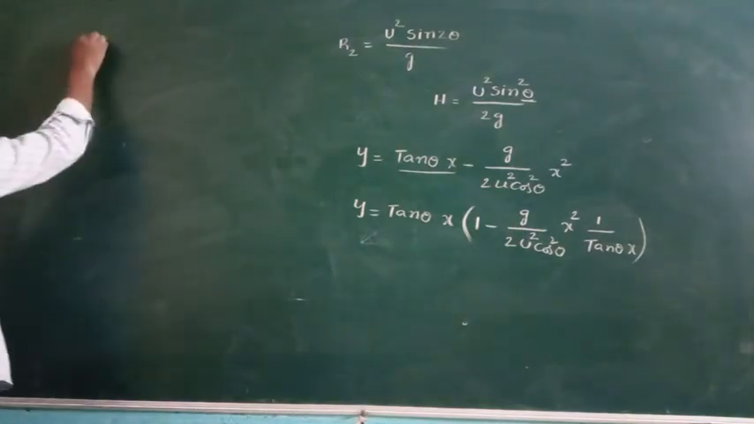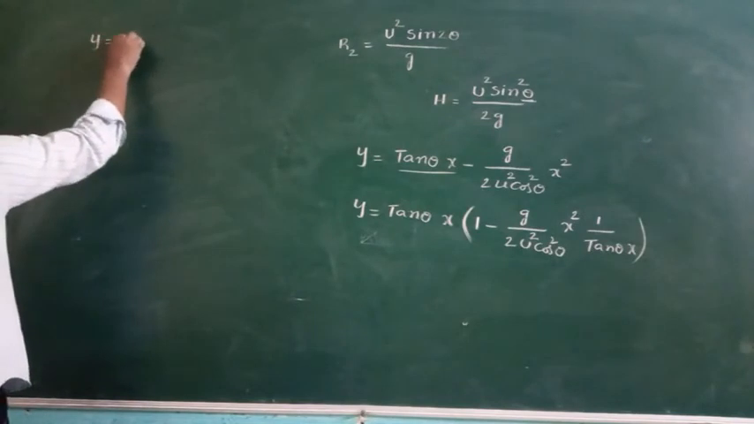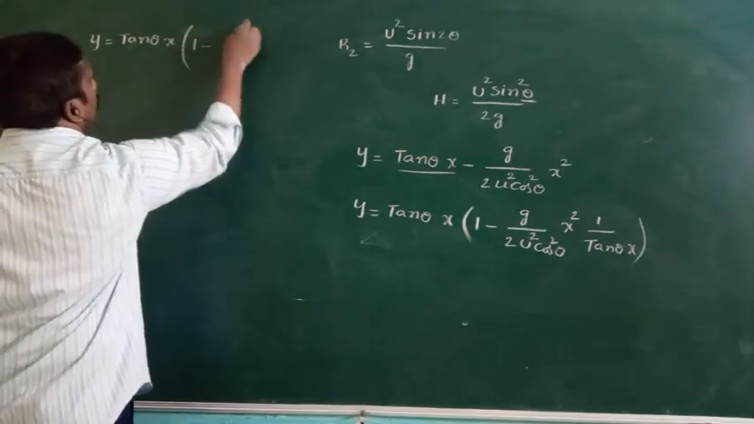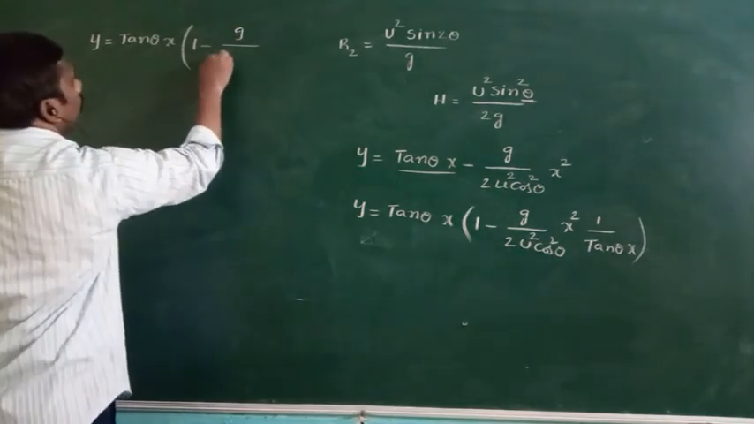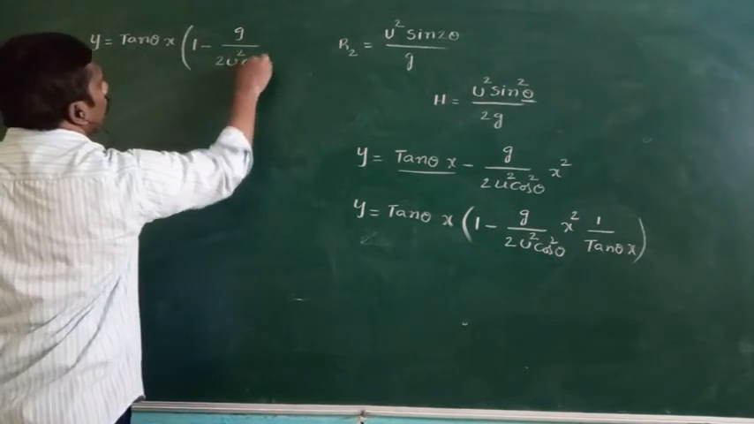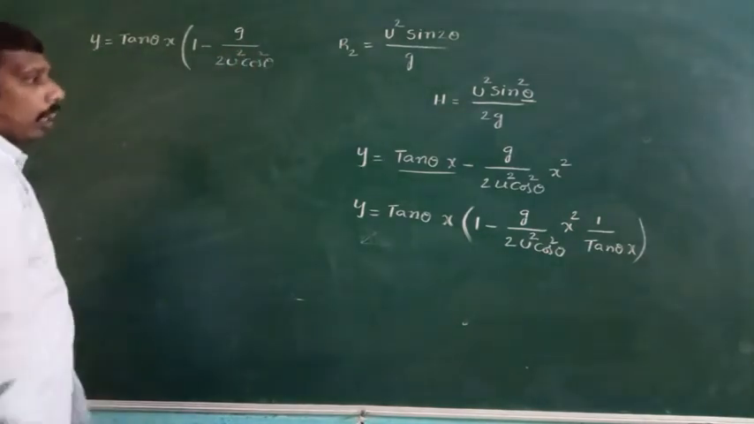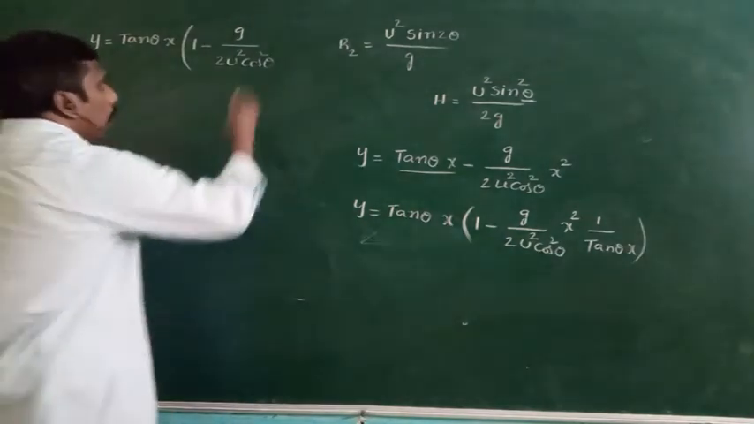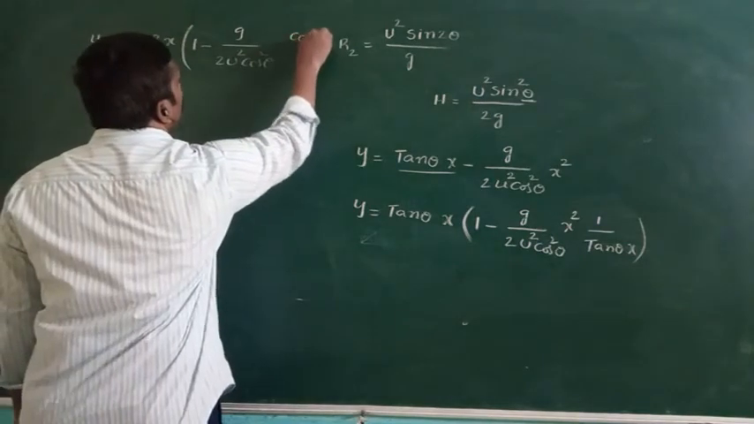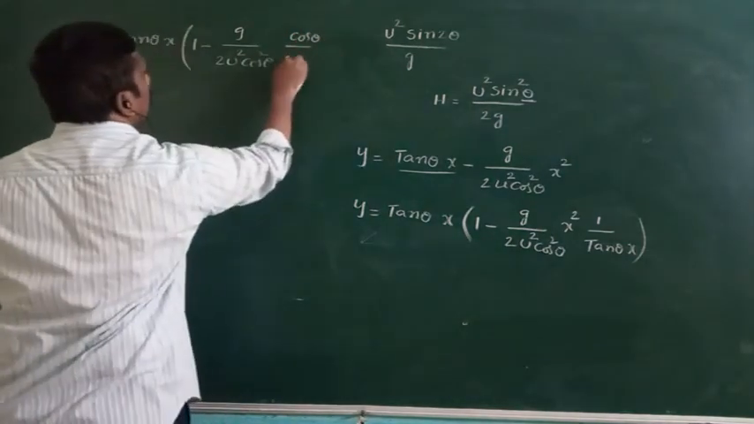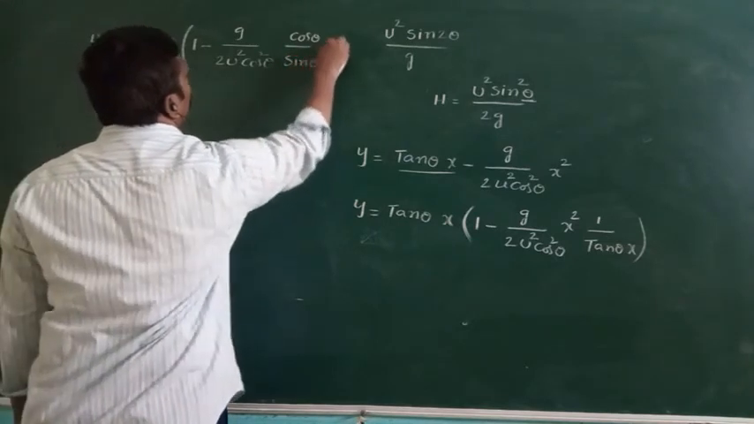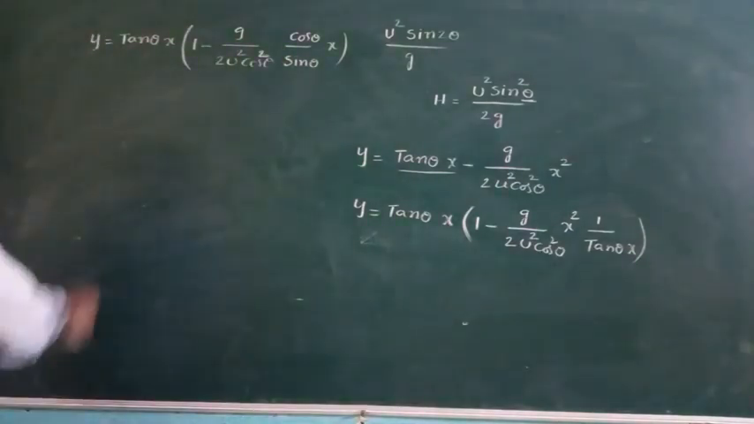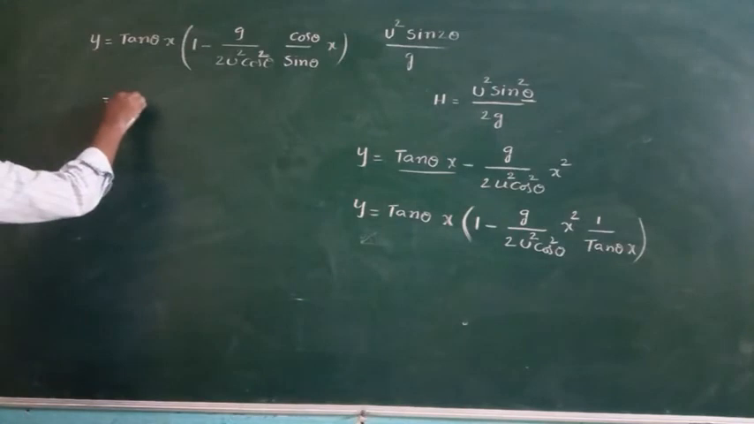So then y is equal to tan theta into x into 1 minus g by 2u square cos square theta into 1 by tan theta. So tan theta we can write sin theta by cos theta, then it is cos theta by sin theta into x. So here cos square theta is there, here cos theta is there. Cos square theta and cos theta will get cancelled, and rearrange like this.